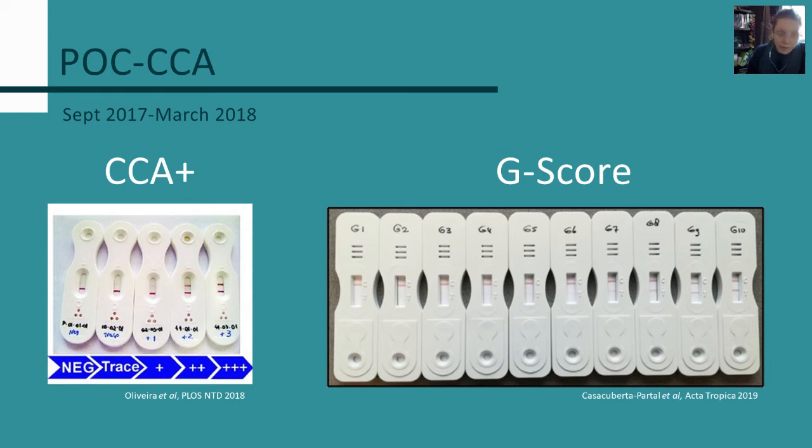As a lot of people are probably aware, this runs from negative to triple positive. I got this picture from this paper, so thank you. And then we also scored them with the G score, which has been recently developed. And you can read more about that in this paper here. It was not developed by us. But it's basically a scoring system from G1, which is negative, to G10, which is the highest positive score you can receive.